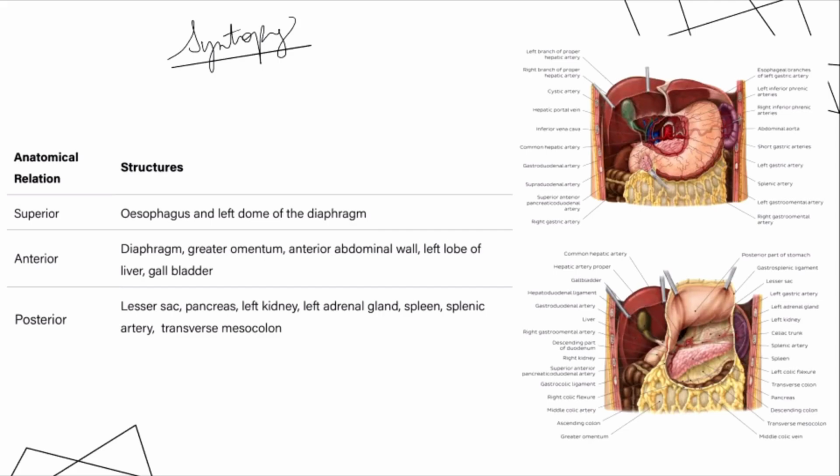So superiorly, you have the esophagus and the diaphragm. And then anteriorly, you have the greater omentum, the liver, gallbladder, the diaphragm. About syntopy, different sources usually say different things, but it's always good to know from a few sources so that you have overlapping information. And the posterior anatomical relation is you have the pancreas, the left kidney, left adrenal gland, also known as your suprarenal gland. And you have the spleen, the splenic artery, transverse mesocolon, you have lesser sac.